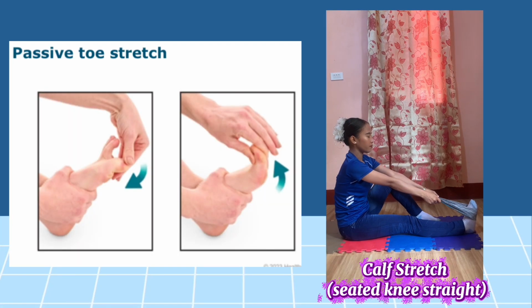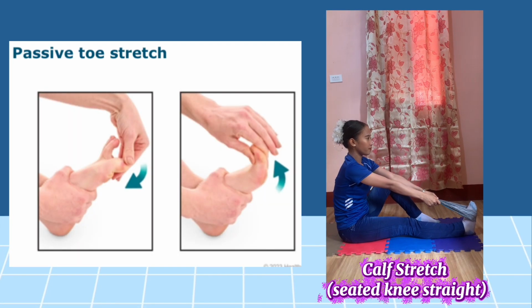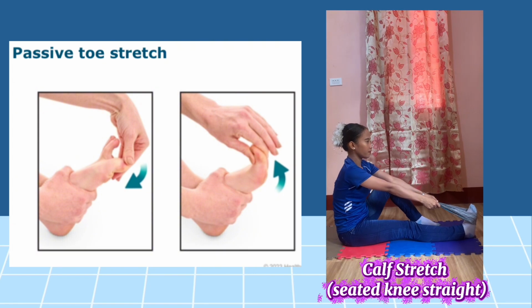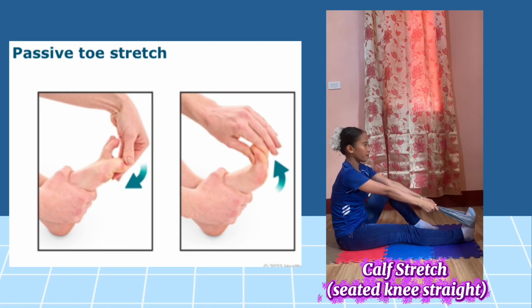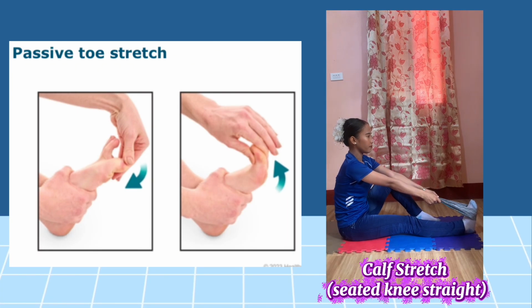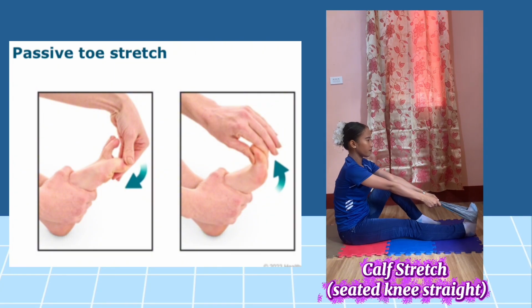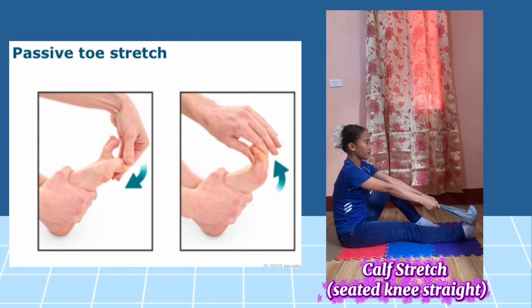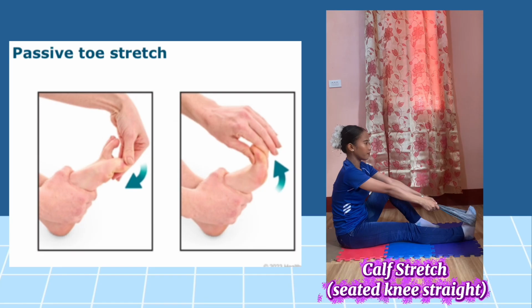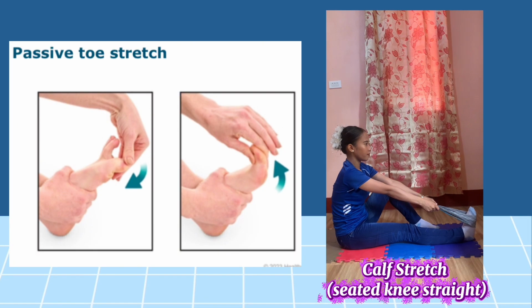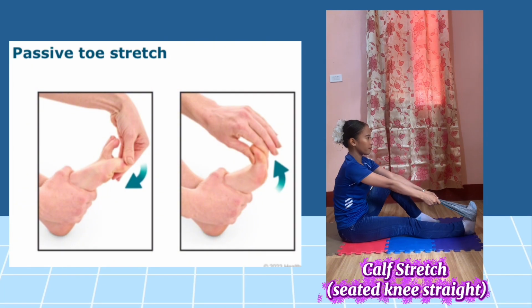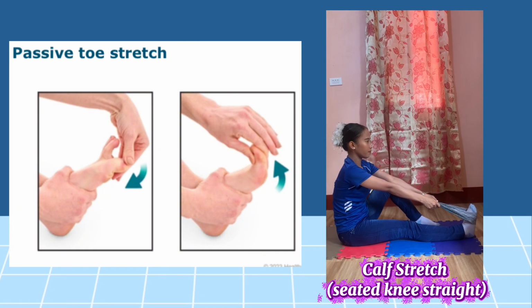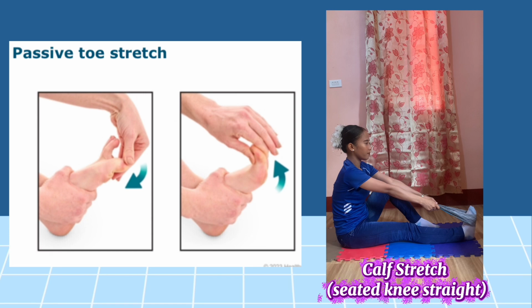These are the rehabilitation exercises for Achilles tendinitis. First, we have the passive toe stretch. Sit on the floor with the heel of your affected foot on the floor. Use one hand to hold your foot steady. Second, using the thumb and index finger of your other hand, slowly bend your toe forward and then backward. Hold each position for about 15 seconds. Repeat 2 to 4 times.